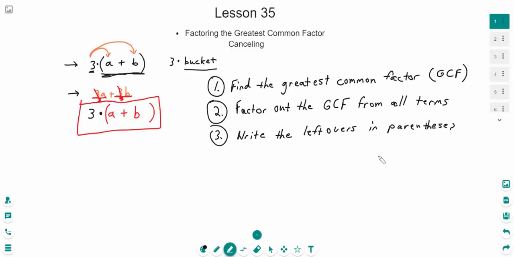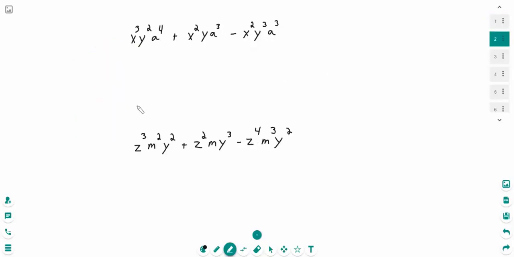Okay, so hopefully that kind of makes sense. We're first finding the greatest common factor, then we factor out the greatest common factor. And when I say factor out, it's just another way of saying divide out. So I'm kind of dividing out the greatest common factor from all the terms, and then I write the leftovers in the parentheses. Okay? All right, so let's try a couple more of these and see how we do.